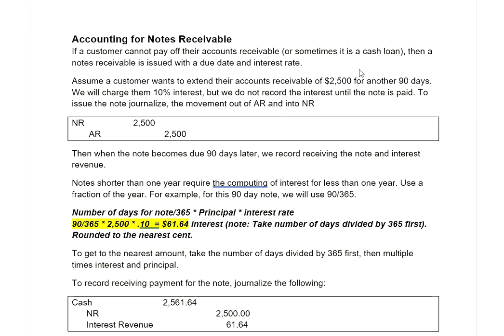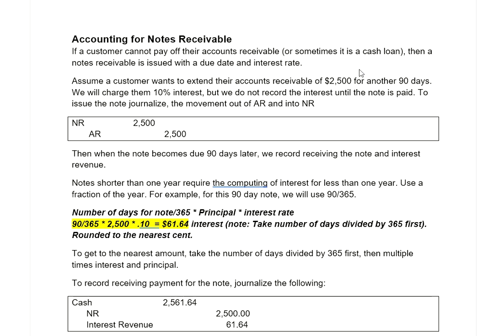So as mentioned a moment ago, if a customer cannot pay off their accounts receivable, or it sometimes could be a cash loan, then a note receivable is issued with a due date and interest rate. Assume a customer wants to extend their accounts receivable of $2,500 that they owe us for another 90 days. We agree to it, but we're going to charge them 10% interest. But we do not record the interest until the note is paid.